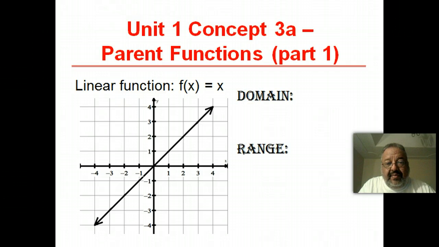We want to know the domain and the range. So the domain is going to go forever to the left and forever to the right. A short way of saying that is it's going from negative infinity to positive infinity. Also the range, the arrows mean it also goes up forever and then down forever. So that's from negative infinity to positive infinity also.